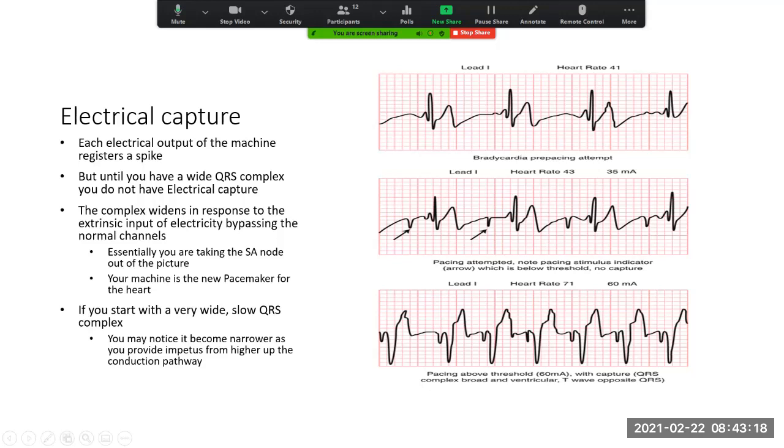And the thing is, if you start already with a very wide, slow QRS complex, in other words, it's already looking like this, what will happen is as you actually capture the heart, it starts becoming a bit narrower because you're starting to give input from a bit higher up, and your patient will start to improve a little bit as well. Now, bradycardia is a complex topic. It's not a small topic. So I'm just trying to give you a few practical examples in the hope that it will help.